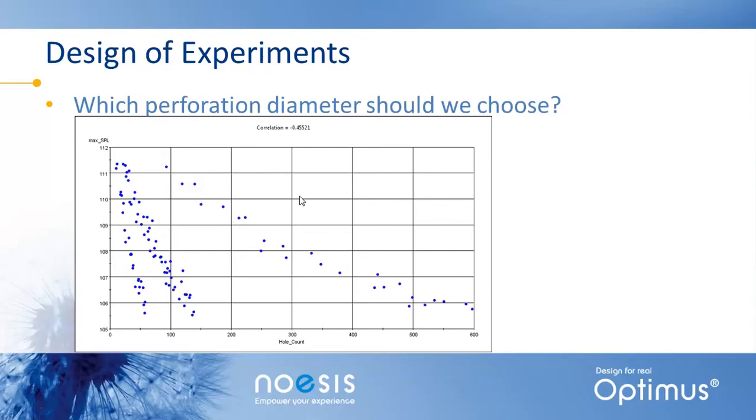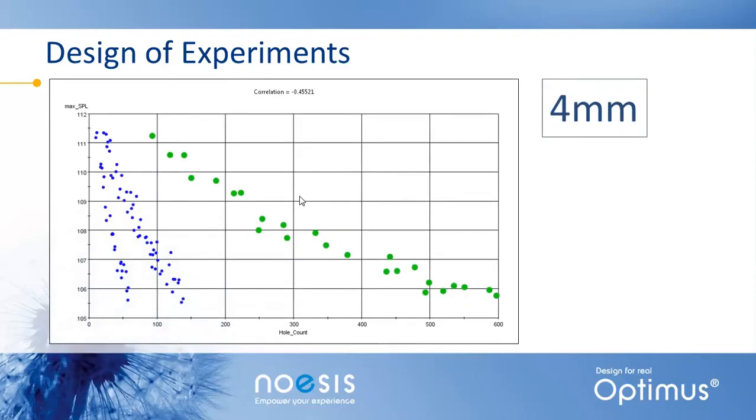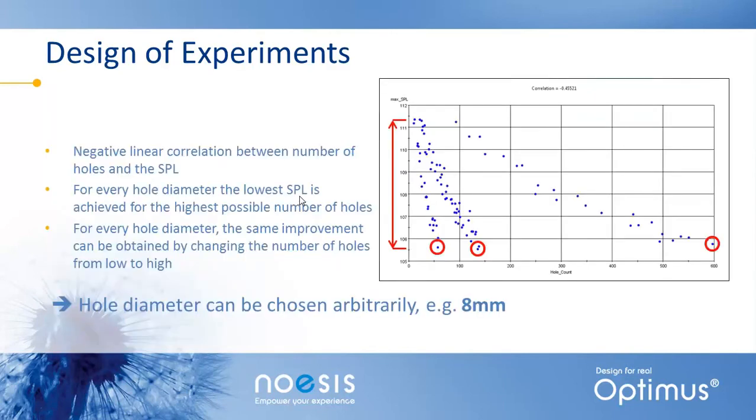This plot is showing the SPL as a function of the hole count. We can see that holes with a diameter of 4 mm are shown in green, the ones with a diameter of 8 mm are shown in yellow, and the ones with 12 mm are shown in red. From this we can conclude that there is a negative linear relation between the number of holes and the SPL. Also, for each hole diameter, the lowest SPL is obtained for the highest number of holes, and the same improvement is found for each of the 3 different hole diameters.